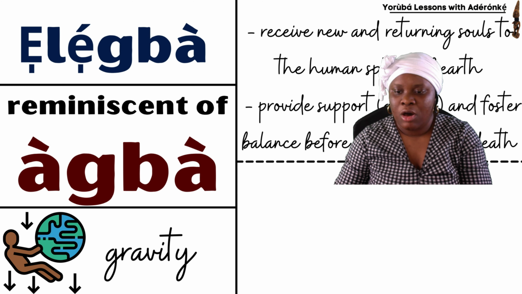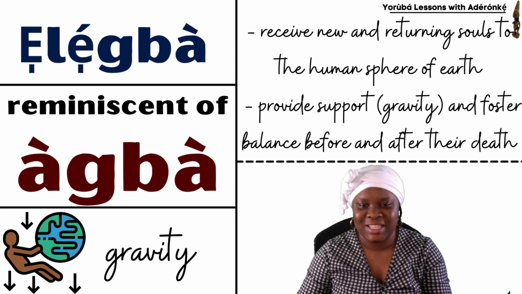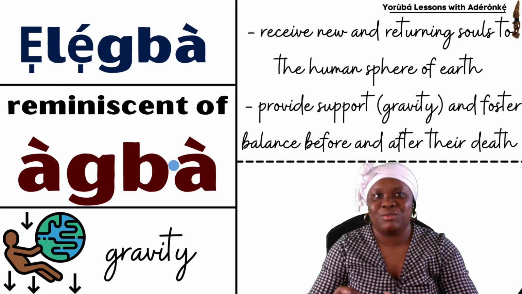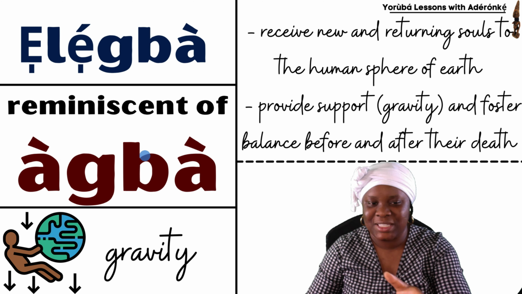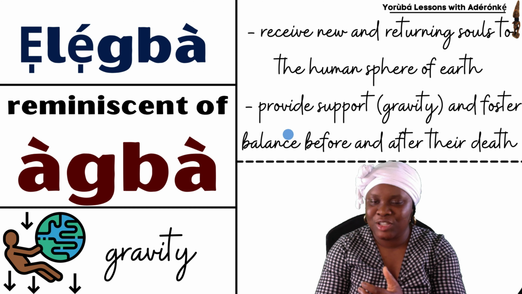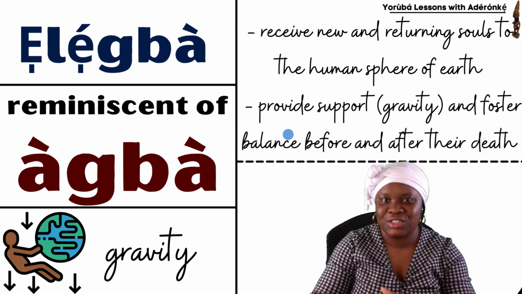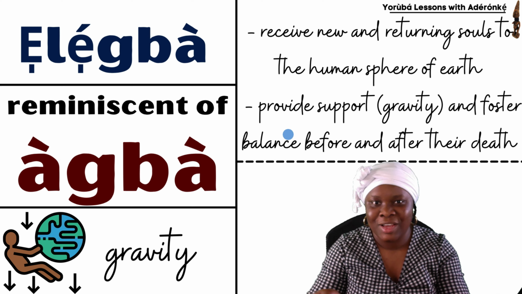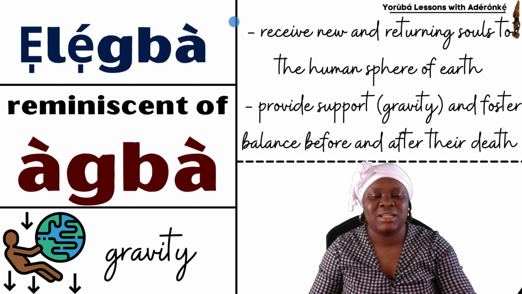It is also reminiscent of agba, because the central verb in agbalagba is to receive. Agbalagba means we have received the role. And the role of receiving is really important, to receive new and returning souls to the human sphere of earth, because it's not just us, really. Earth doesn't revolve around us. We're not even the only beings here. Sometimes we tend to forget.